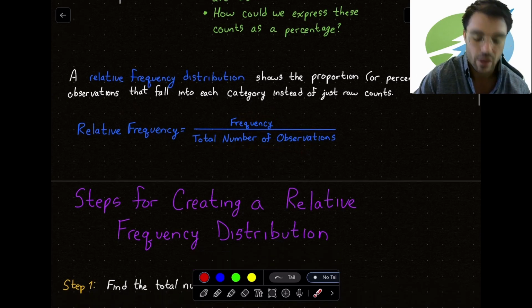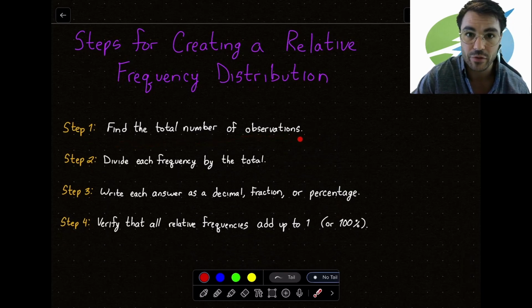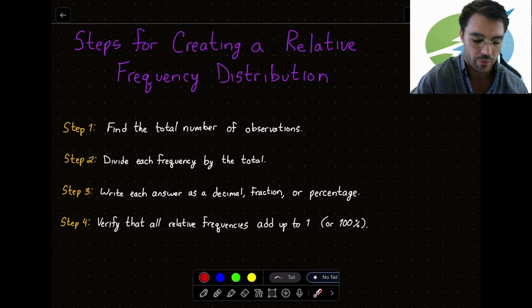Okay. So how do we create one of these? Here are our steps listed out. Step 1, find the total number of observations, which was our last step in the previous video. Step 2, divide each frequency by the total count. Step 3, write each answer as a decimal, fraction, or percentage. And step 4, verify that all relative frequencies add up to 1 if we're looking at decimals or fractions, or 100% if we're looking at percentages.